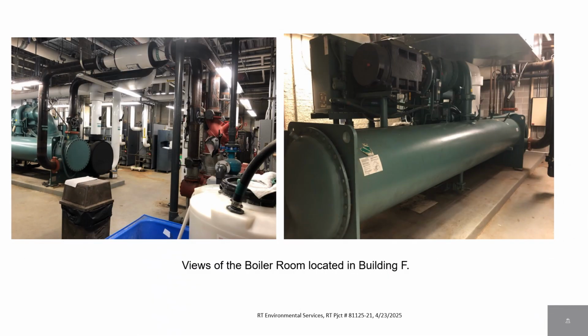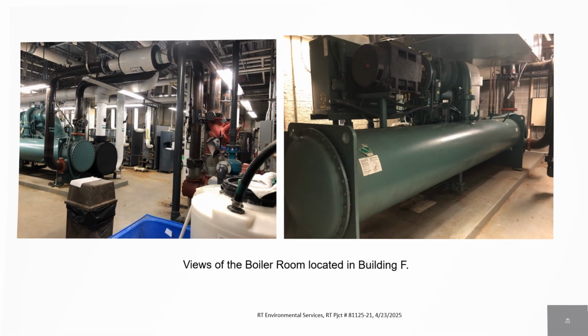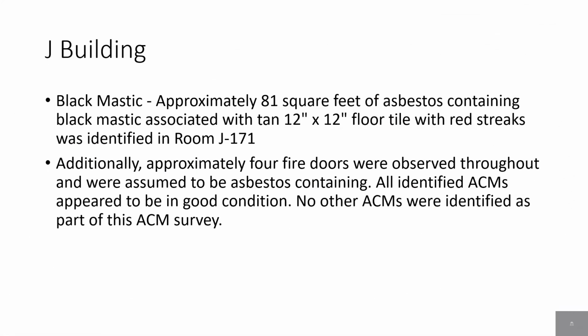And these are two views of the boiler room in F building. Asbestos-containing black mastic was discovered in room J171. Additionally, about 4 fire doors were observed throughout and assumed to be asbestos-containing. No other ACMs were identified as part of our survey.